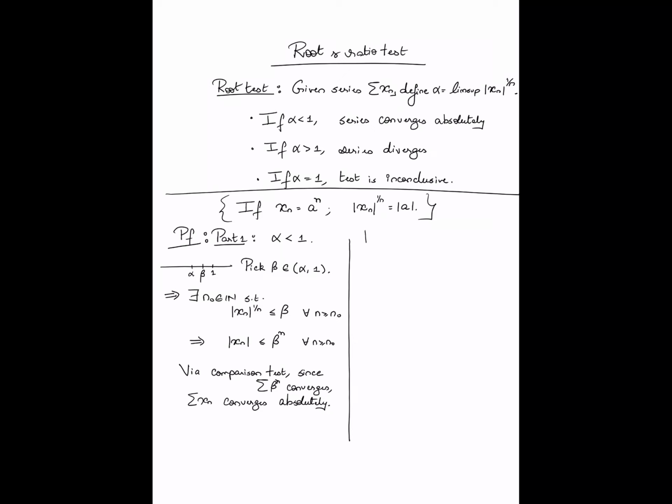Now let's move on to part 2, where alpha is actually more than 1. Now if alpha is more than 1, again I'm going to pick a number beta between 1 and alpha. So 1 is here, alpha is here. I'm going to pick a number beta which is now more than 1 but less than alpha.